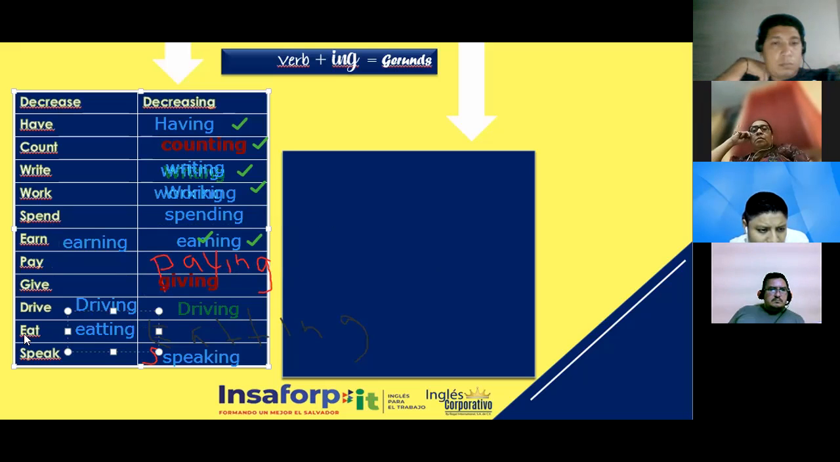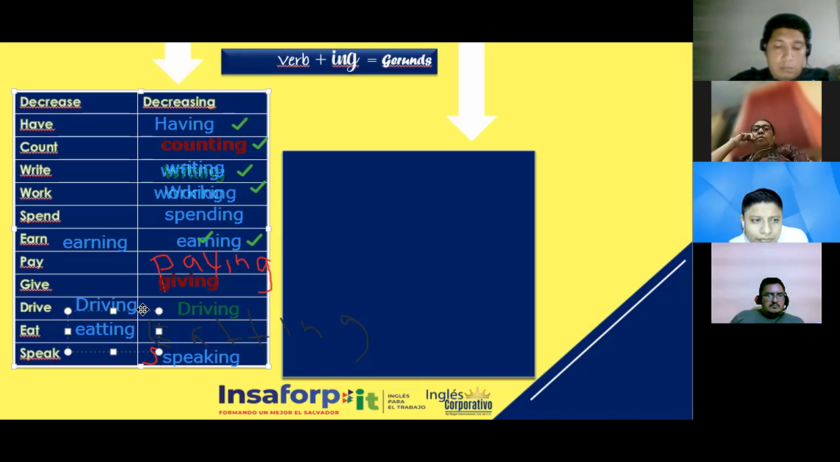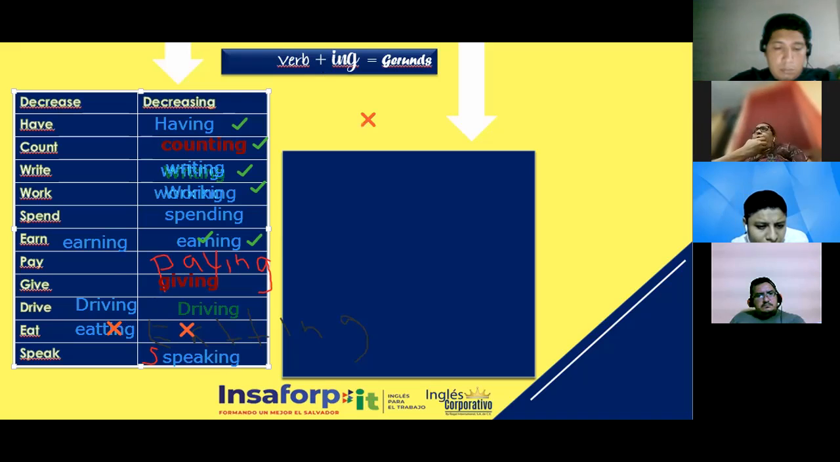Era lo que hablábamos, ¿verdad? Hay dos vocales después de la consonante. Entonces no doblamos esta T, ¿verdad? Porque dos vocales y dos consonantes no podrían ir juntas, ¿ya? Entonces ahí va con una sola T. Okay, here and here, no va doble T, okay? Speak, yes, speaking, okay? Good, good. Miren, aquí hay doble vocal, entonces no doblamos la K, ¿verdad? No hacemos dos K.